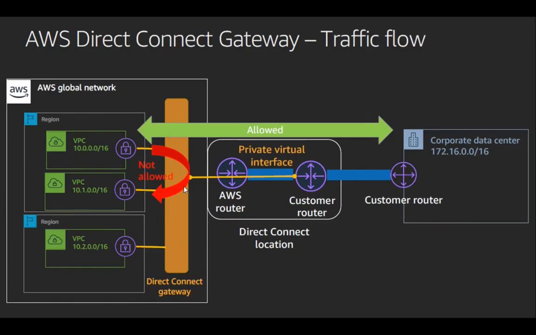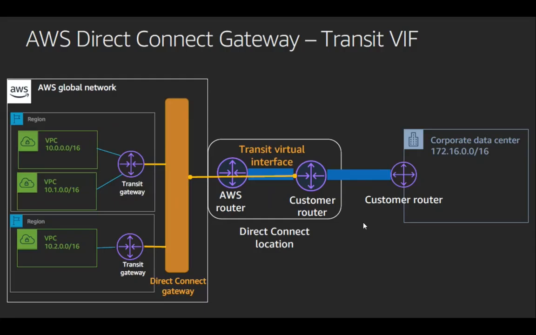Now, what is allowed? In this case, you have connectivity allowed from VPC to your corporate data center. So if you have two VPCs, they will be able to connect to your corporate data center, but one VPC cannot connect to other VPCs. This is not allowed. To do that, you need VPC peering. This won't be allowed through Direct Connect, right? But your VPCs can connect to your corporate data center. This is all allowed.